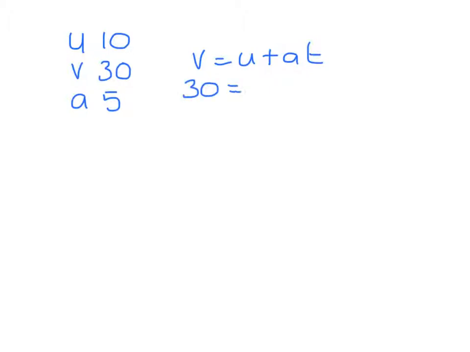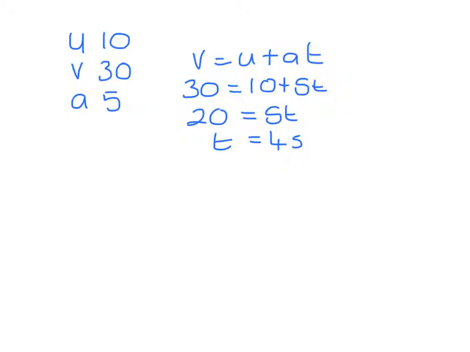So the car starts at 10, finishes at 30, and its acceleration is 5. So we're going to use v equals u plus at. 30 equals 10 plus 5t. 30 take away 10 gives me 20, which is 5t. So t would be 4. And I'm not going back to mark that on the diagram. We weren't asked for that.